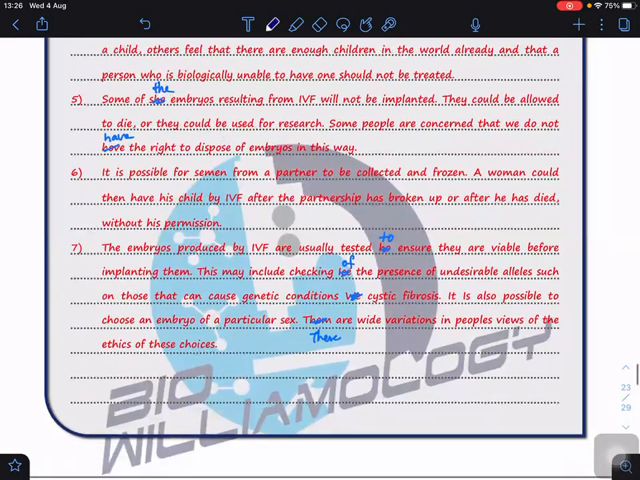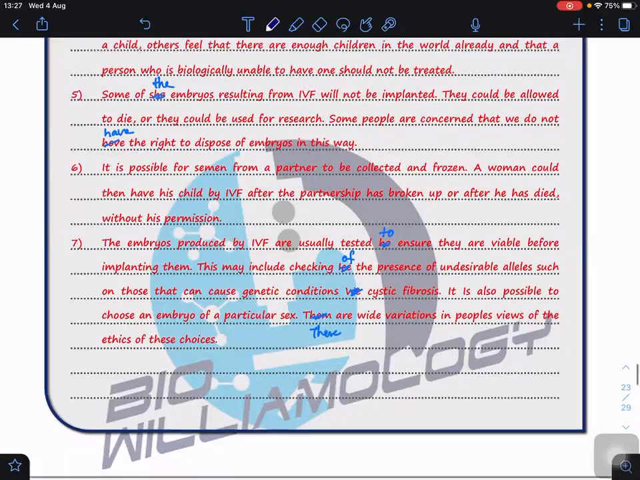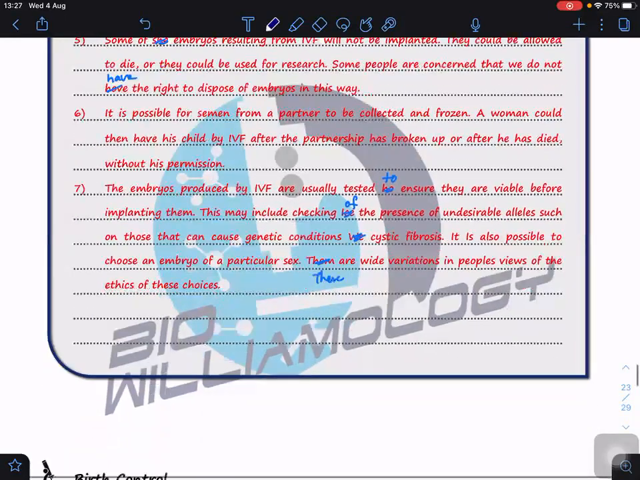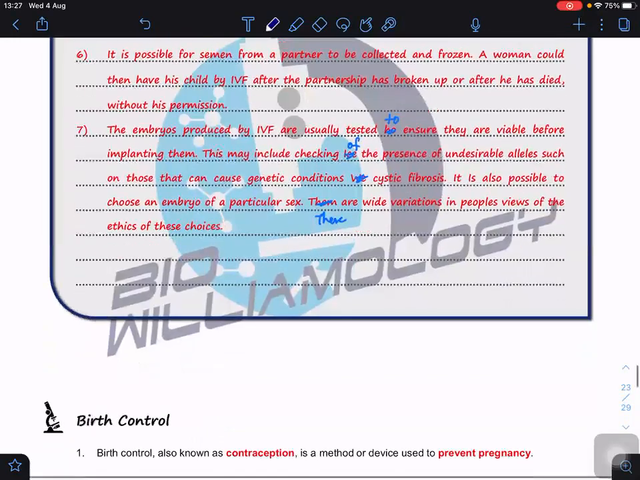Okay, and last, the embryos produced by IVF are usually tested to ensure they are viable before implanting them. This may include checking for the presence of undesirable alleles, such as those that can cause a genetic disorder, for example cystic fibrosis. So it's possible to choose the embryo for a particular sex. Therefore, we have a wide variation of people's views on the ethics of this choice. So these are the ethical concerns regarding IVF.